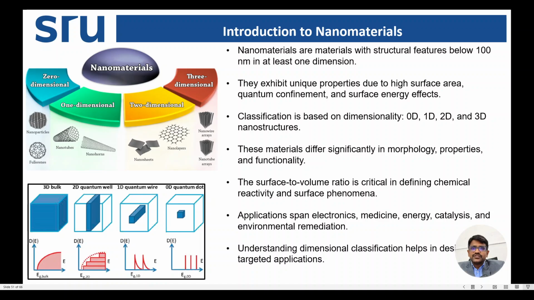plays a major role. Okay, so due to high surface area, quantum confinement, and surface energy effects, these nanomaterials show unique properties when compared to large particle size materials, you can say macro materials. Okay, right. So how can we classify these nanomaterials?